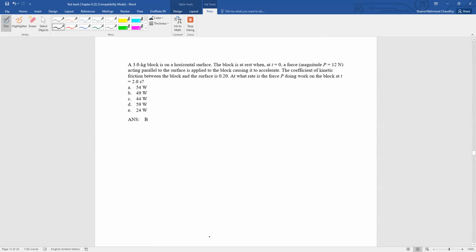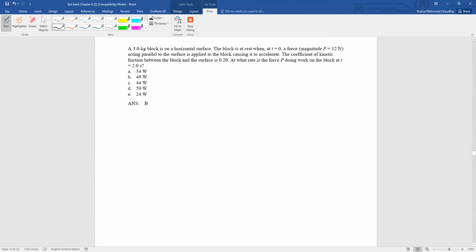Okay. After this, see this problem. A 3 kg block is on a horizontal surface. The surface is horizontal, it is not inclined. So the block is here. The block is at rest at t is equal to 0. A force of magnitude P is equal to 12 Newton acting parallel to the surface, parallel to the block, causing it to accelerate. So this force is causing it to accelerate.